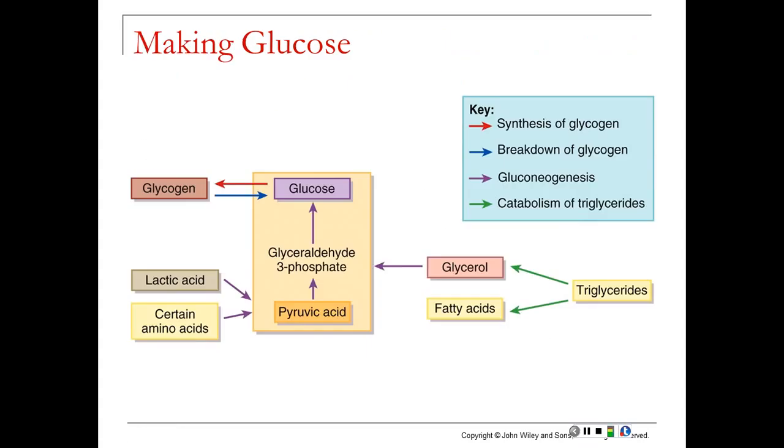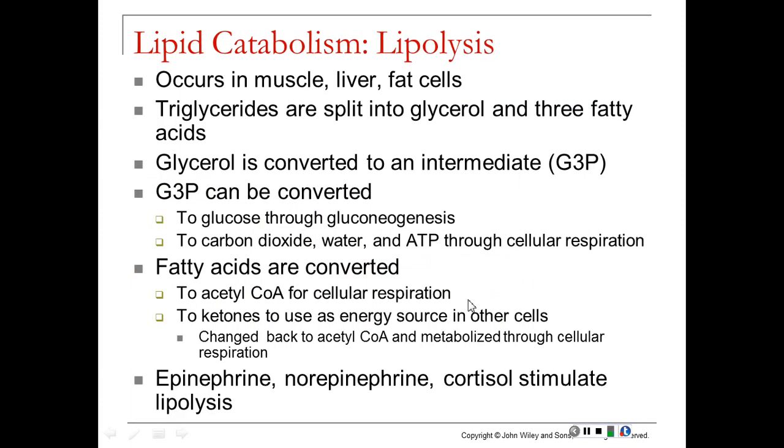So here's the overall process. You can see glycogen, lactic acid, and certain amino acids can all become pyruvic acid, which can then be converted into glucose. Triglycerides can be broken down into glycerol, which can be converted into a substrate, which can be converted into glucose. Fatty acids undergo a different process that we'll look at in a little bit.